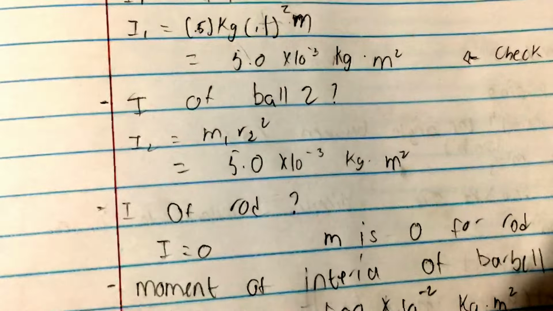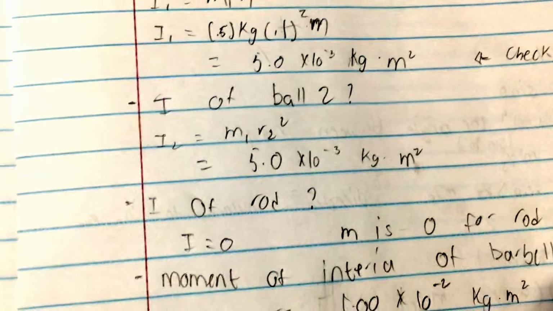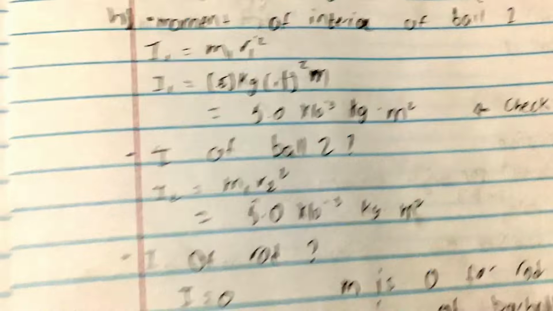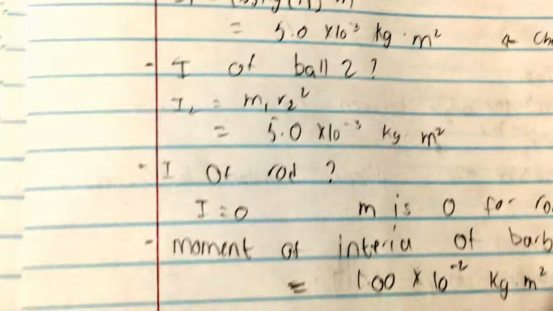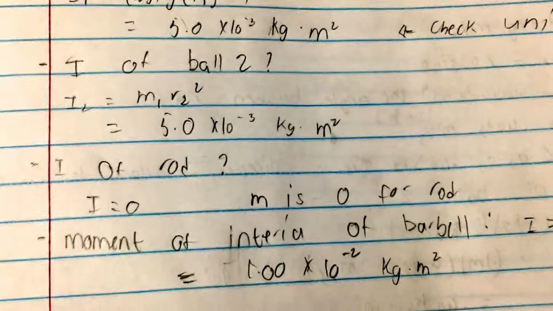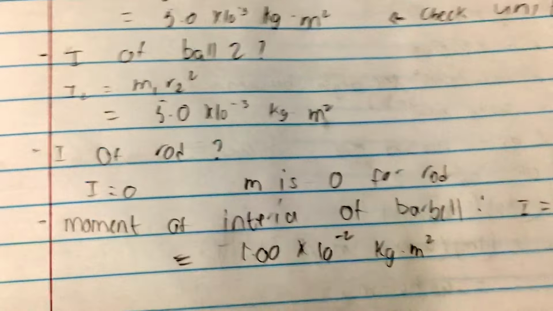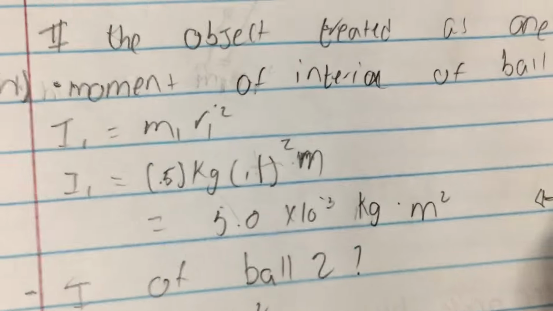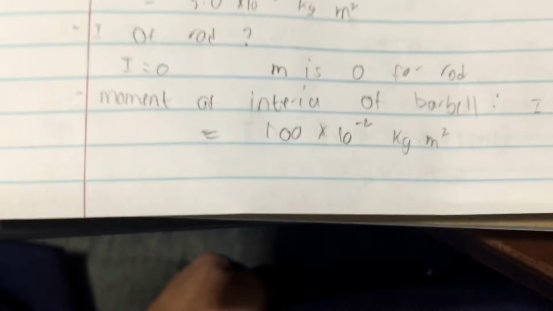And then I have the rod. In the problem it states that it's massless, so that's why it's 0. You do have to calculate the moment of inertia of the rod. And then the total moment of inertia for the barbell was the I of the rod plus I of ball 1 plus I of ball 2, and we get the value right there.